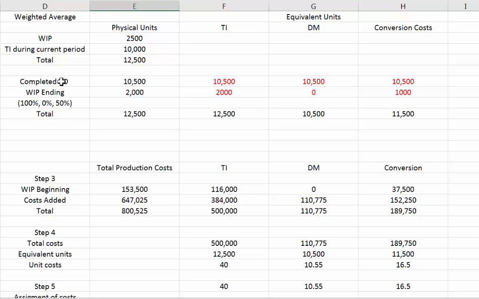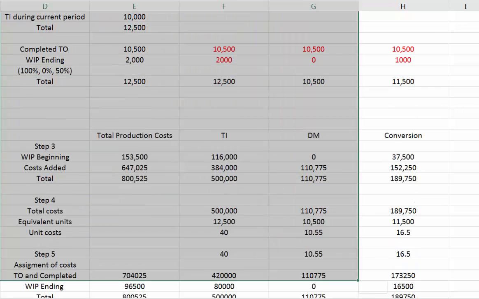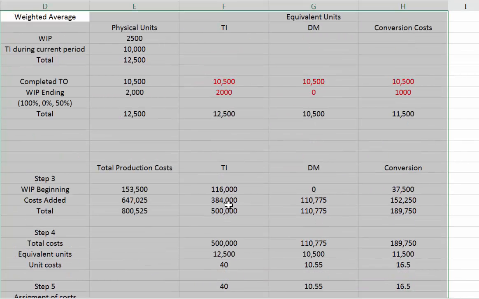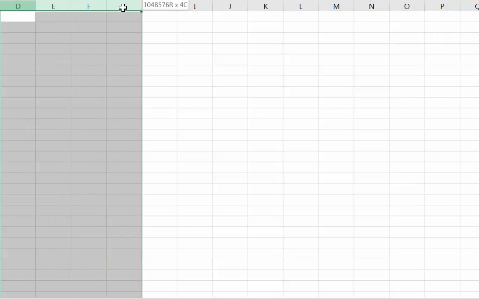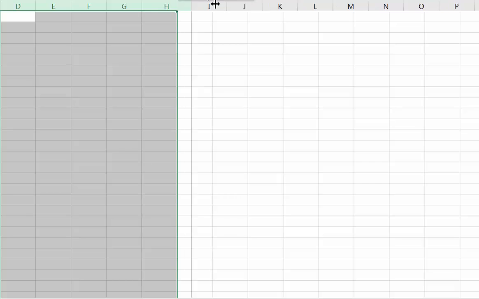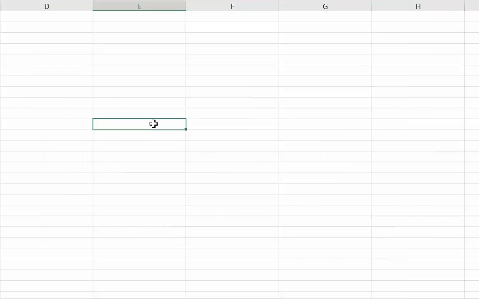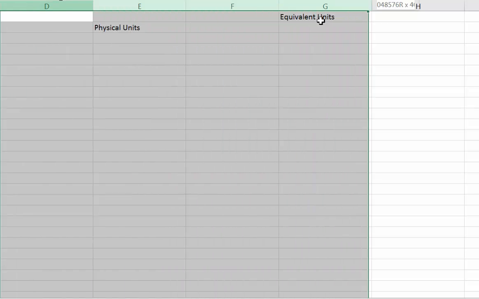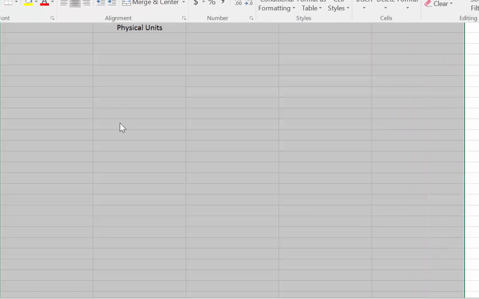So I'm going to start over on a new page here. Okay, I need a 5. Sorry, it's too big for me. Alright, so this is basically what I need. So it's going to be similar, step 1 and step 2. So first of all, I'm going to take a look at the physical units, and also I'm going to look at the equivalent units.